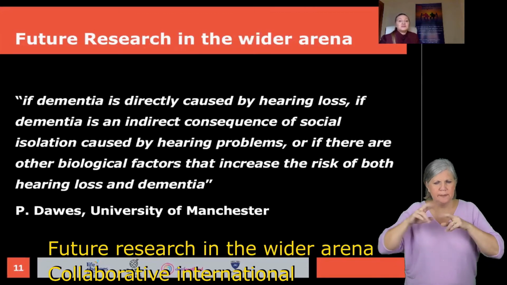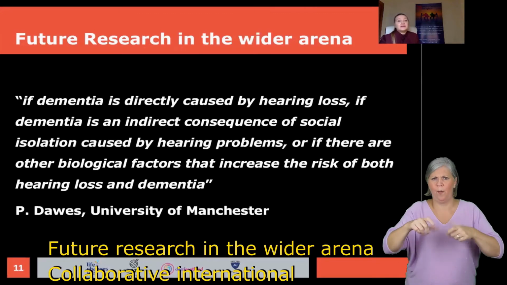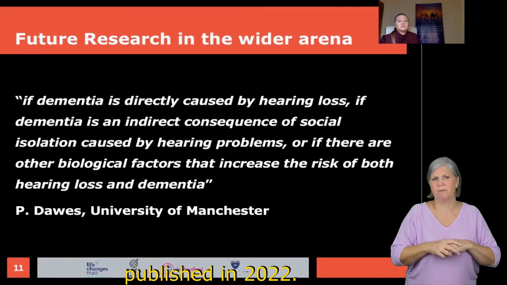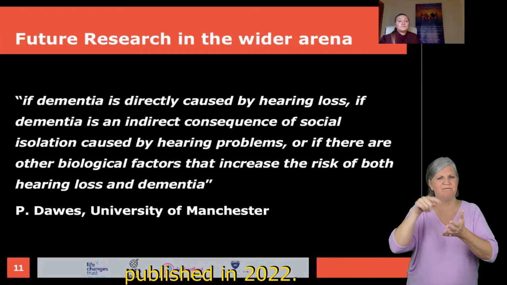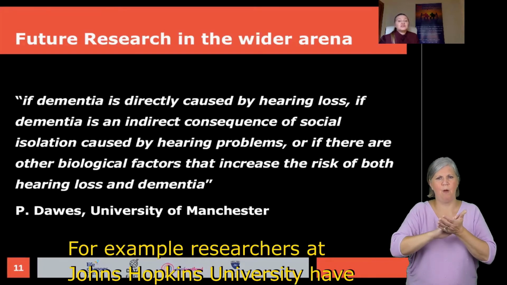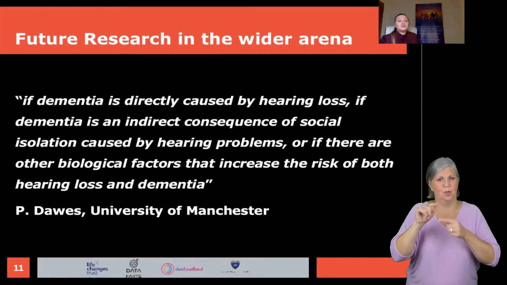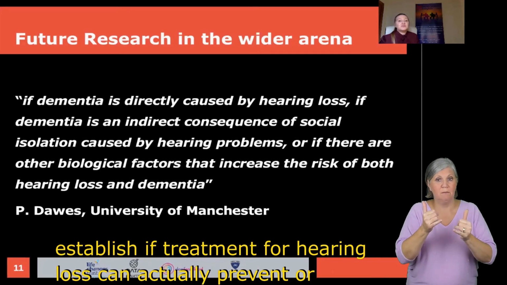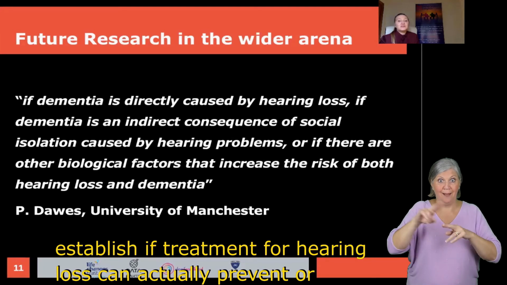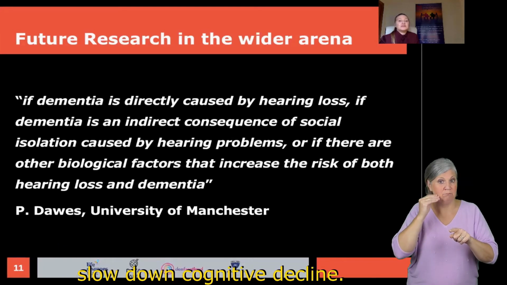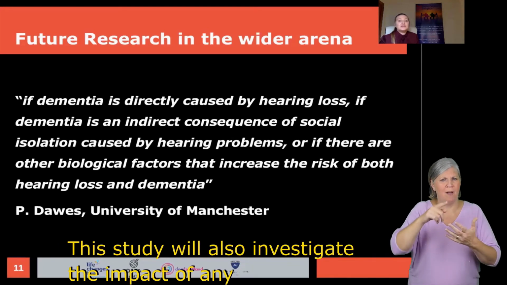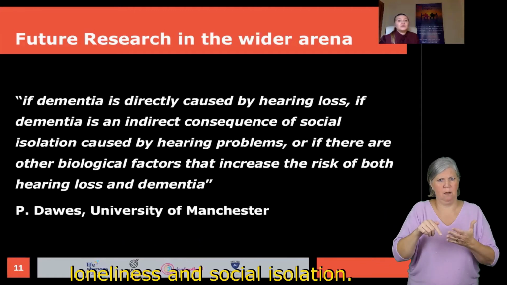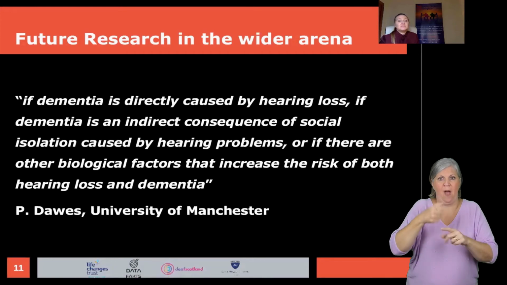Future research in the wider arena. Collaborative international studies ongoing at present are scheduled to be published in 2022. For example, researchers at Johns Hopkins University have launched a major randomised control trial which seeks to establish if treatment for hearing loss can actually prevent or slow down cognitive decline. The study will also investigate the impact any treatment of hearing loss has upon loneliness and isolation.